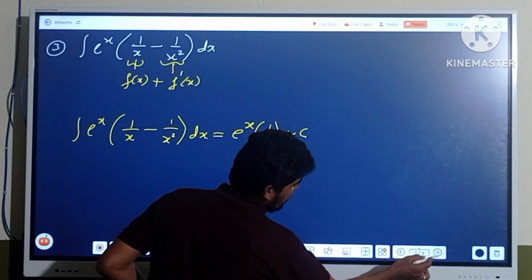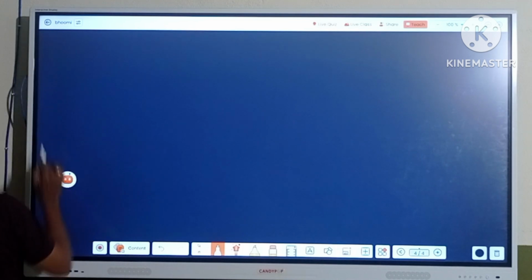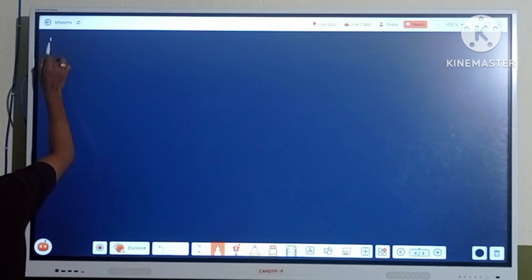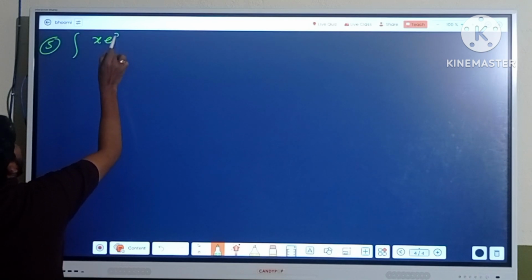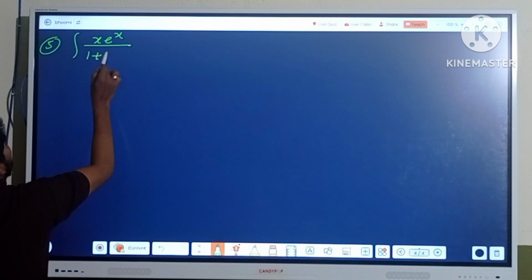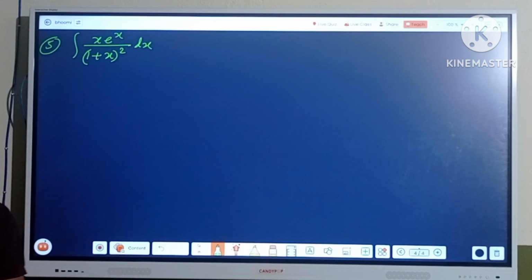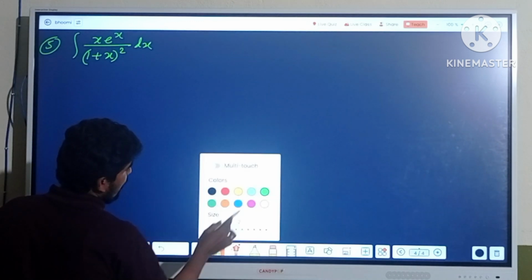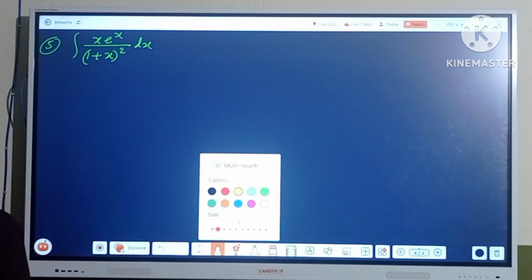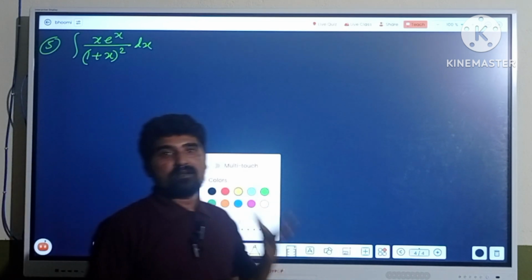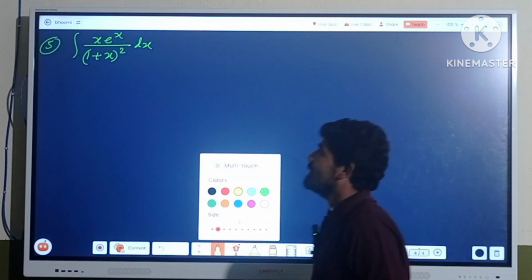this integral by parts method. So let us consider the next example, that is what? Fifth one. Find the integral of x into e power x divided by 1 plus x whole square with respect to x. So to identify the integral value of this function, first we need to express this integral problem in the form of integration of e power x into f dash x dx.